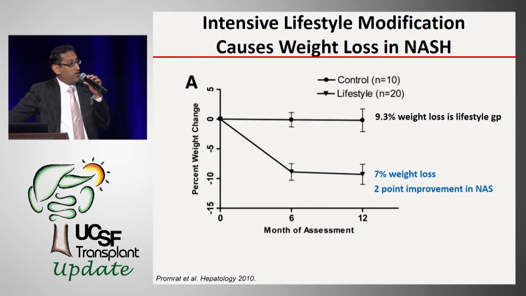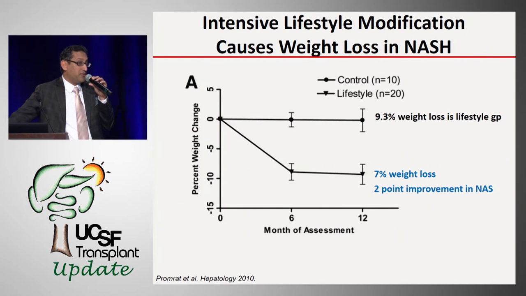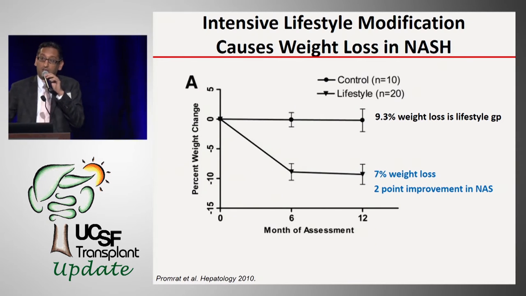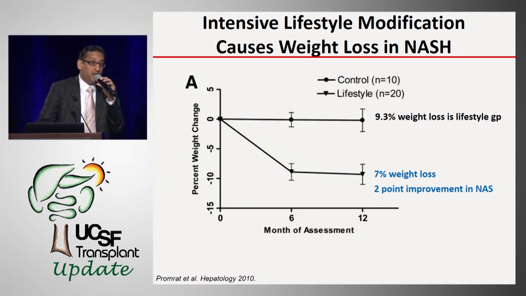And also, when you lost about 7% of your weight, you did have improvement in your NAS activity score. There's more and more data that if you lose 5% of your body weight, you improve steatosis. If you lose 7% of your weight, you start having improvement in inflammation and NAS score, and at 9 to 10% you start having improvement in the fibrosis.